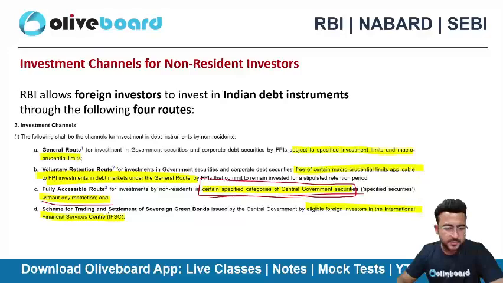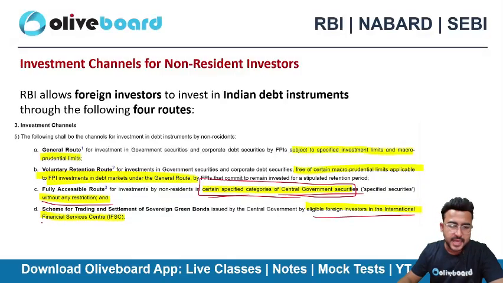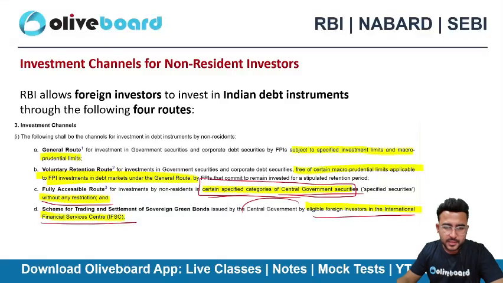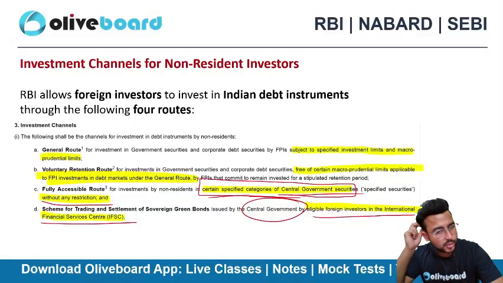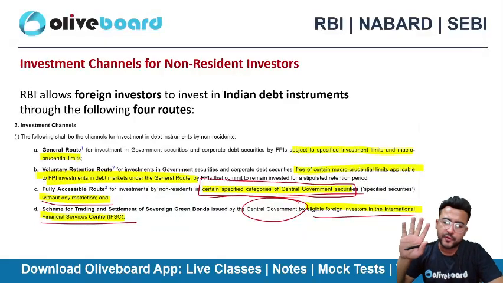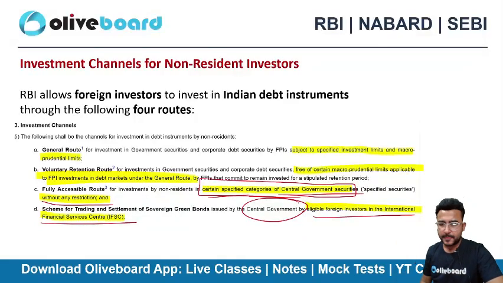Scheme for trading and settlement of sovereign green bonds. So eligible foreign investors in the International Financial Service Center can definitely invest in the sovereign green bonds that are issued by the central government here in this scheme. So 4 routes are there, right?